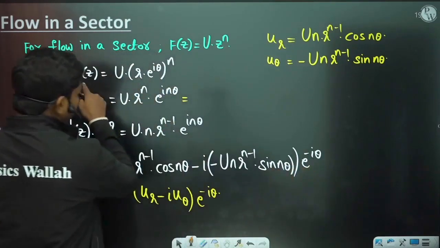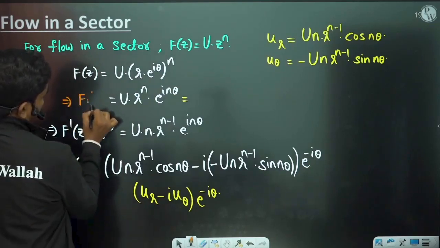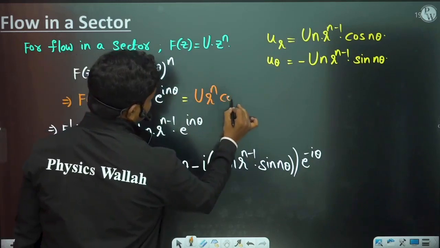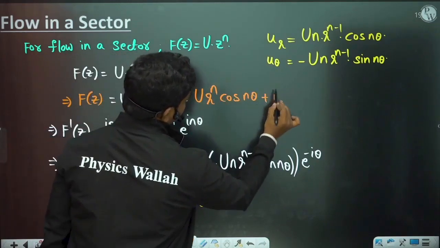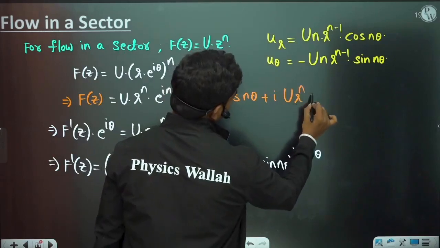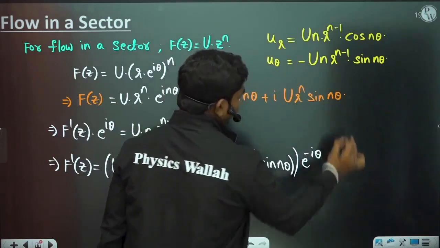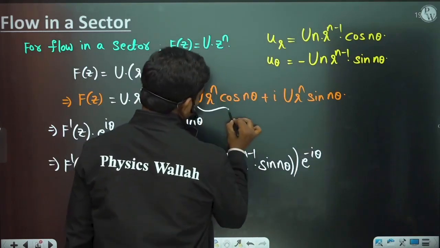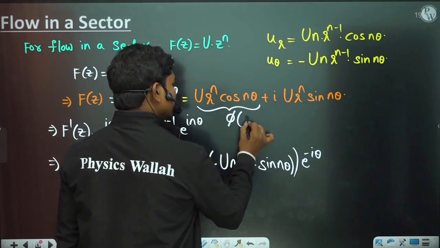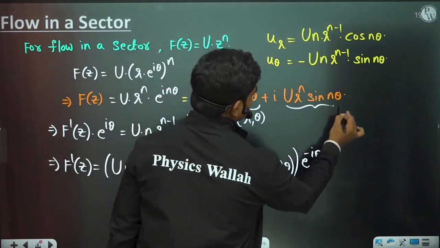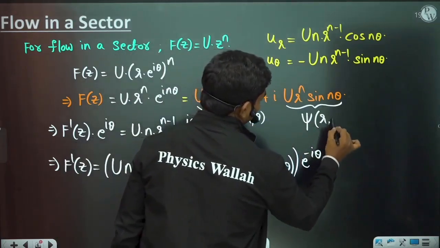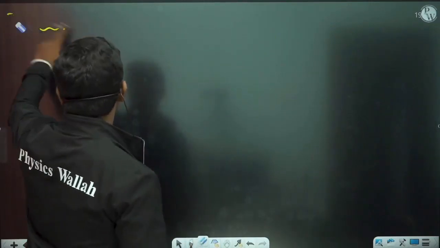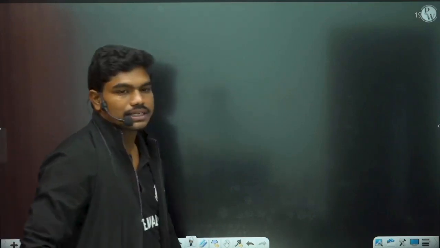See here, this is f of z. Correct? Now if you expand this, for example, u r power n cos n theta plus i times u r power n sin n theta. Correct? This is what you have. Yes or no? Now if you see this value, this is the potential function in terms of r comma theta, and this is the stream function in terms of r comma theta. We know this. We'll see what happens for n equal to 2 later, but right now I want to make you understand one thing.